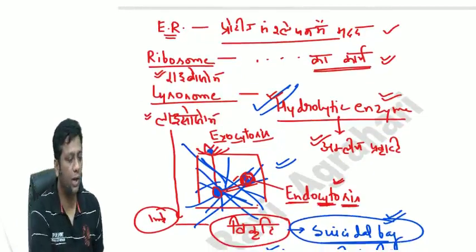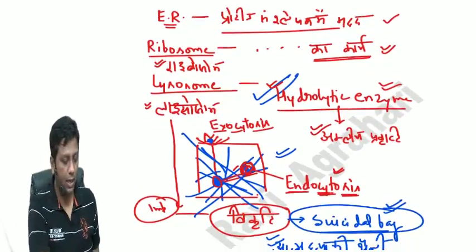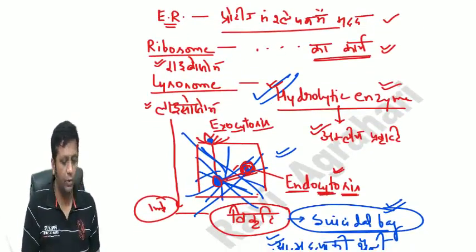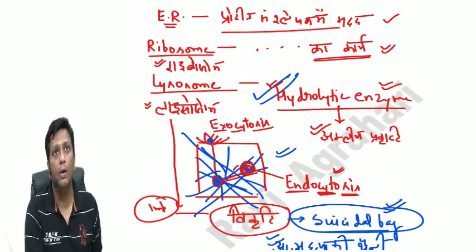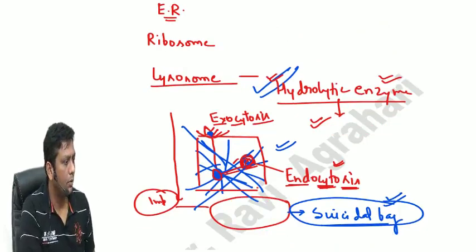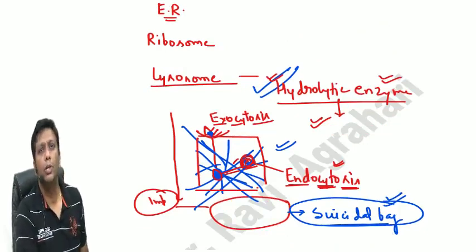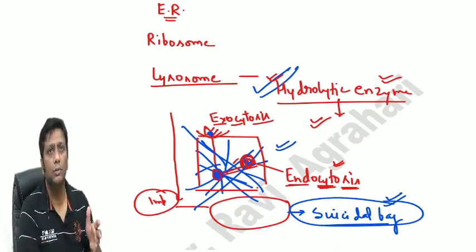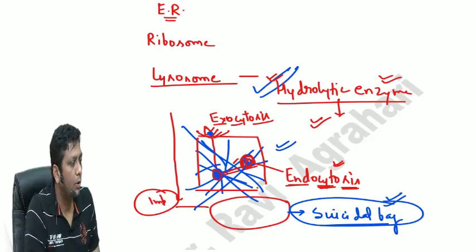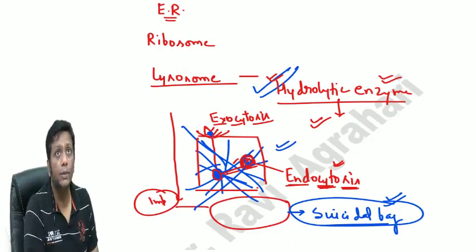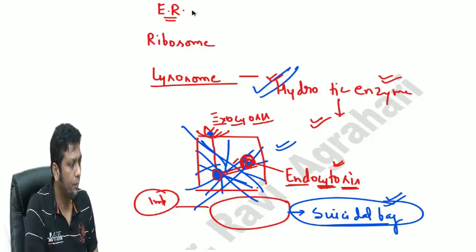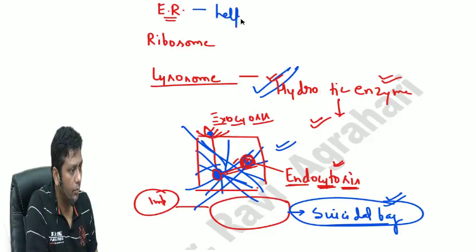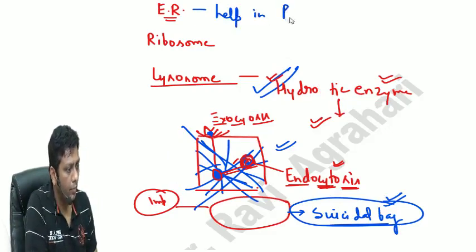Some more cell organelles are required for the discussion. The first one will be the endoplasmic reticulum. The location of the endoplasmic reticulum is on the surface of the nucleus. What about the function of the endoplasmic reticulum? You see, guys, the endoplasmic reticulum helps in protein synthesis.